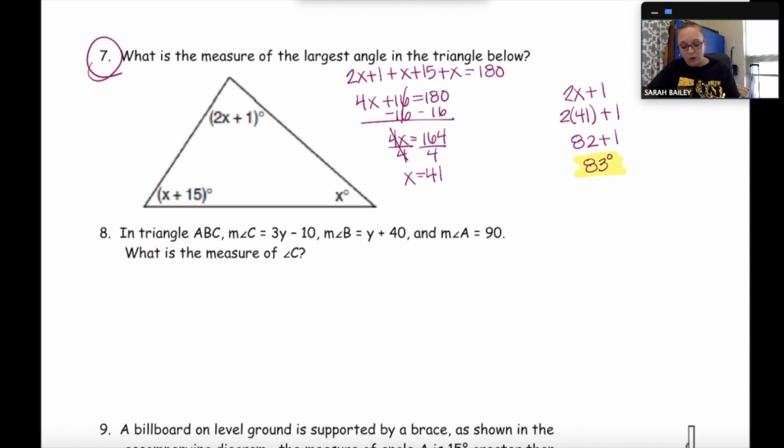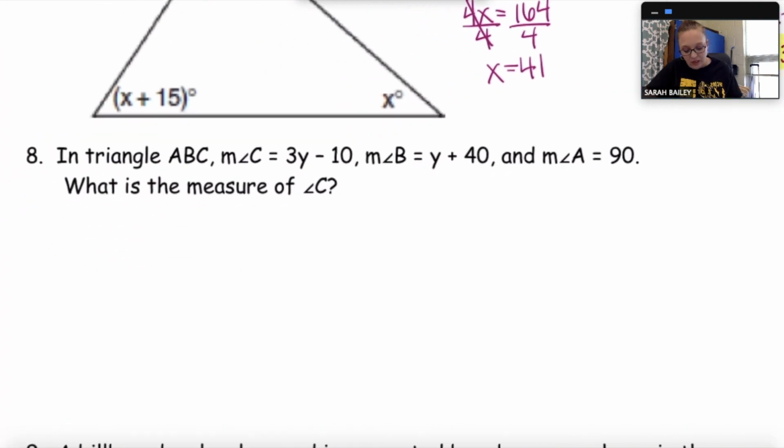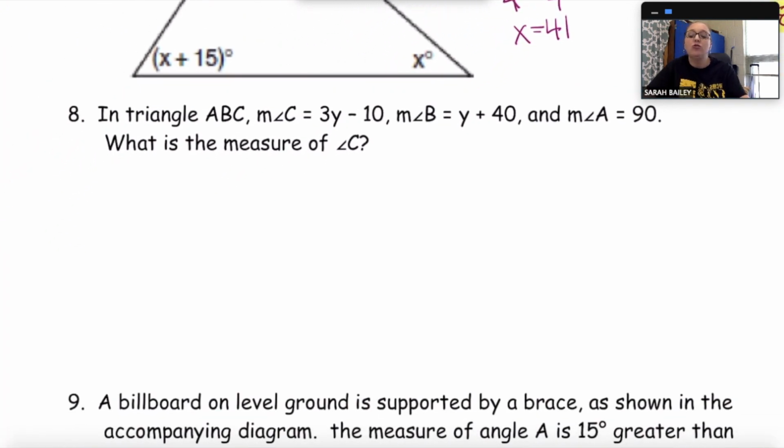Okay, now we're going to go ahead and work on problem 8 together. So in number 8 it says, in triangle ABC, the measurement of angle C is equal to 3y minus 10. The measurement of angle B is equal to y plus 40, and the measurement of angle A equals 90. What is the measure of angle C? So they've given us expressions for 2 of the angles and the actual measurement of angle A. We remember that all angles in a triangle add up to 180 degrees.